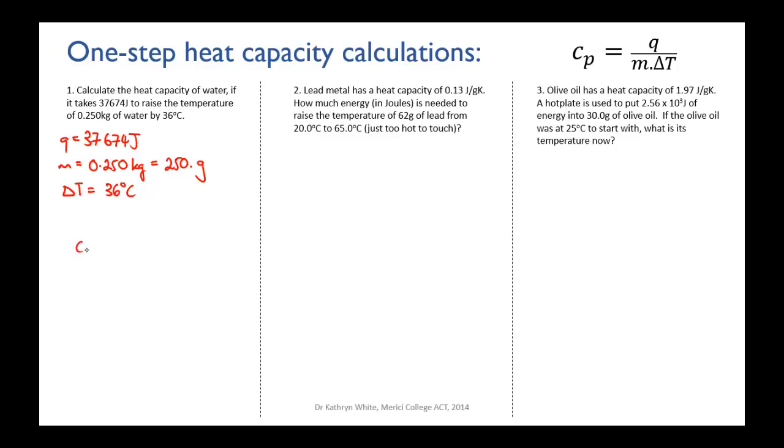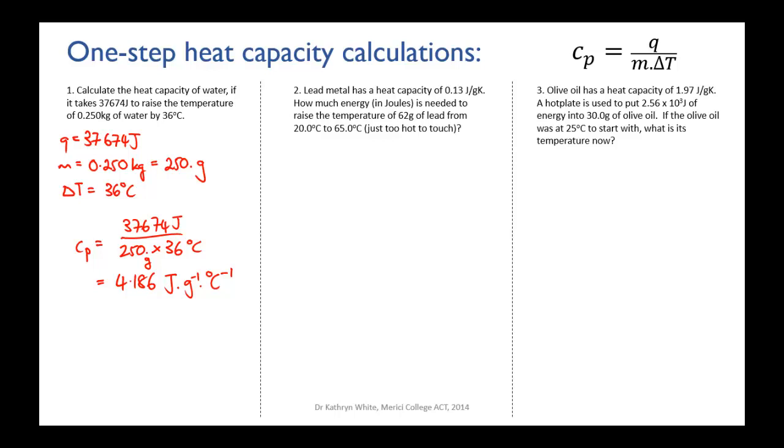We've got that the heat capacity equals the energy over the mass times the change in temperature. And if you plug that into your calculator, you will get 4.186, and the units, our energy was joules, our mass was grams, and our temperature was degrees Celsius. So our units will be joules per gram per degree Celsius.